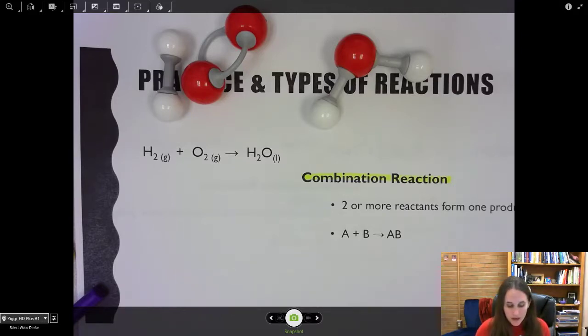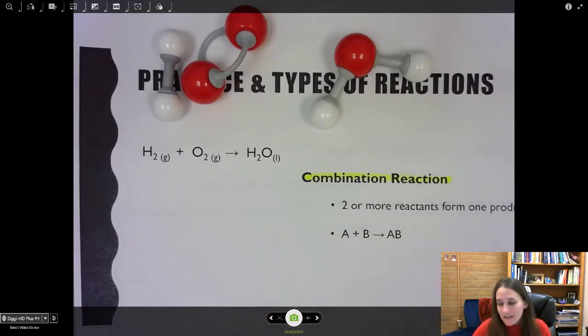Another thing is that the subscript on one side can often act as the coefficient on the other. So this number could potentially become the coefficient on the product side, and then you can just try it and see how it goes.